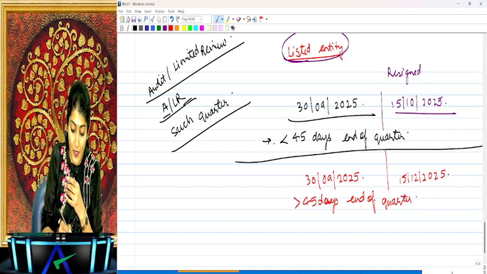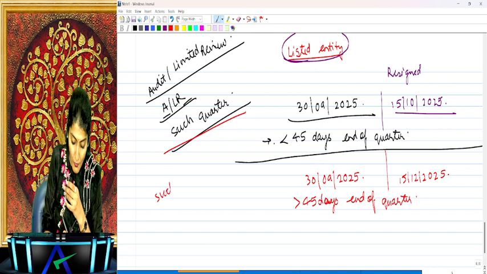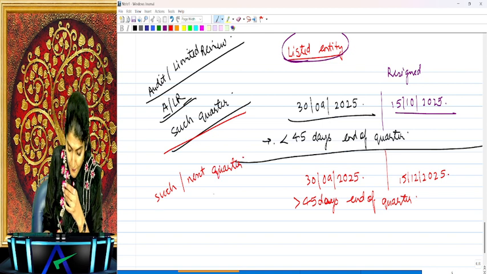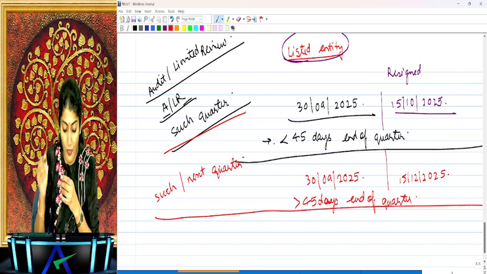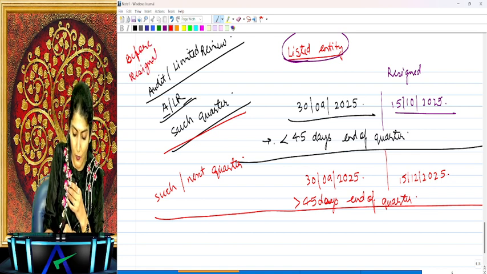Yes. Then what does it say? Before such resignation, the auditor has to finish the audit or limited review of such quarter as well as the next quarter. So September quarter also and the December quarter also. Are you understanding that? Okay, right.